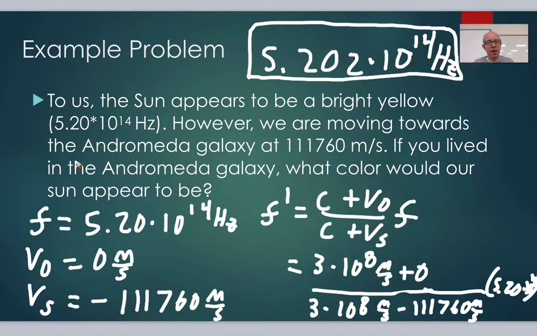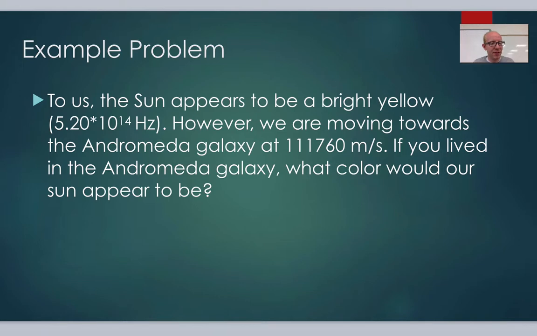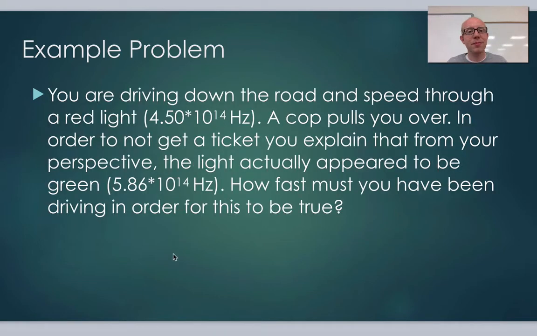Okay, let's do one more problem just for fun, one of the classics in physics. Let's say you're driving down the road and speed through a red light. The cop pulls you over, and in order to not get a ticket, you claim that you actually saw the light to be green because of Doppler shift. Because you're a good physics student, you say, that's obviously something that could happen, which it can. But the question is, how fast must you have been driving in order for this to be true?